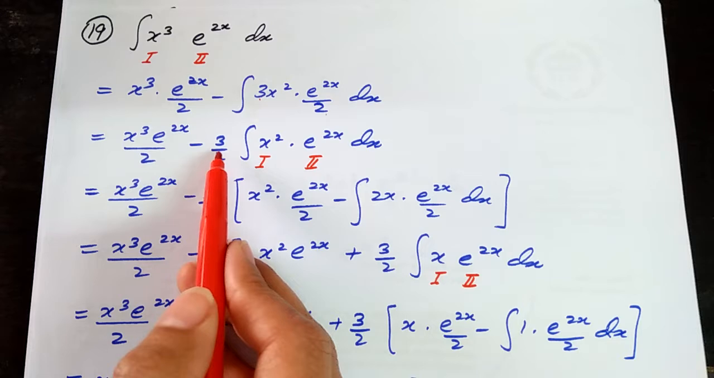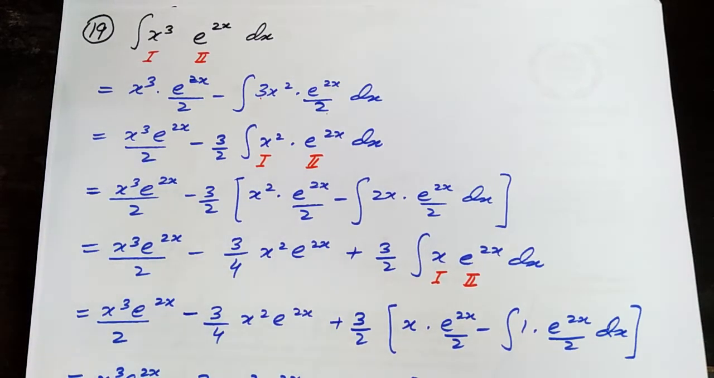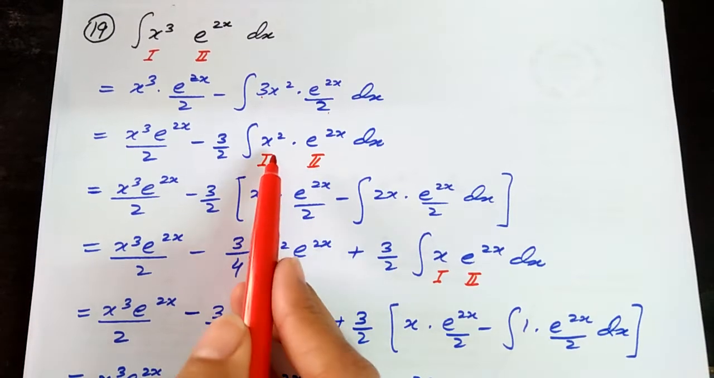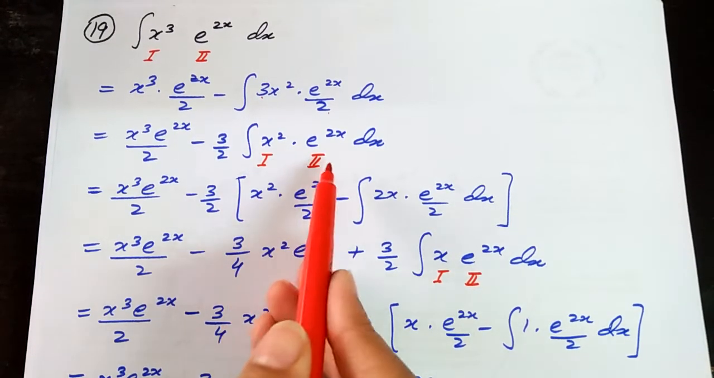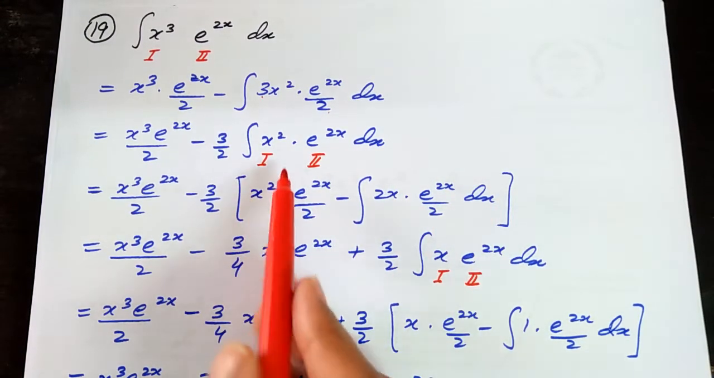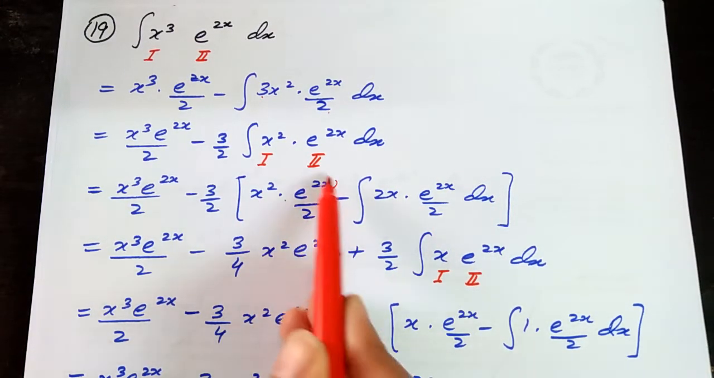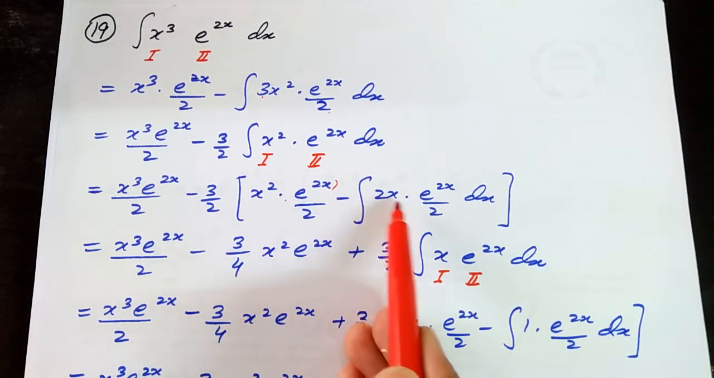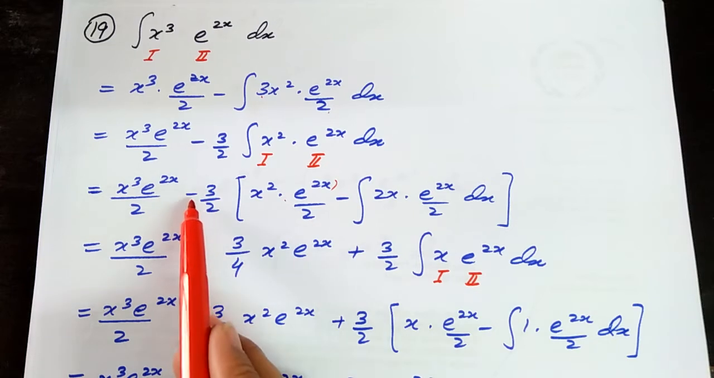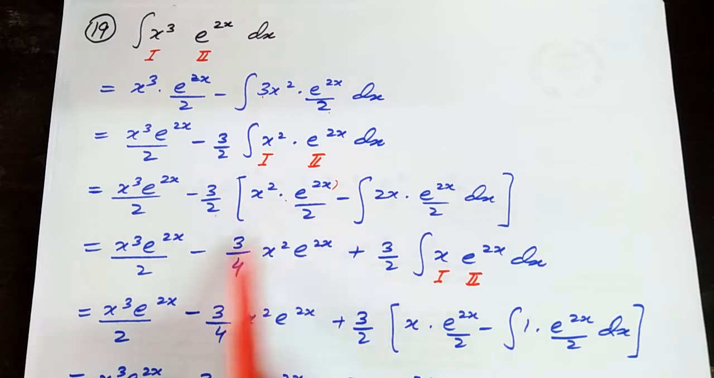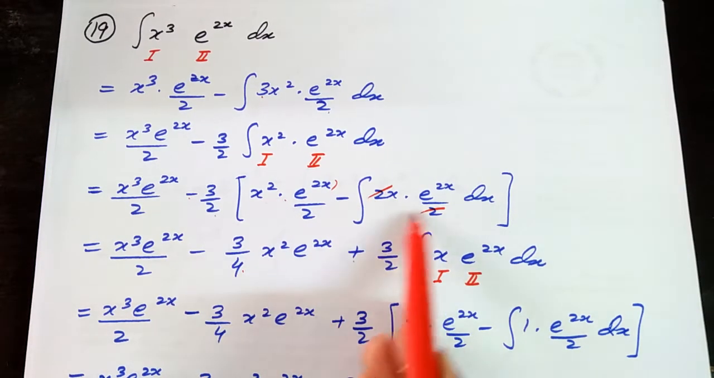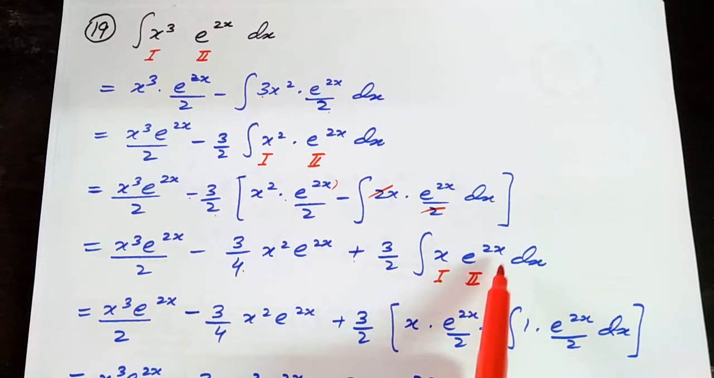Take 3 by 2 as outside because it is a constant. Now x square will be again considered as first function and e raised to power 2x as the second function. Use the integration by parts formula again. We'll get first function into integration of second function minus integral derivative of first function into integration of second function. This will become minus 3 by 2 into 2 by 4 x square e raised to power 2x minus minus plus. This 2 will be cancelled. We'll get 3 by 2 integration x e raised to power 2x.